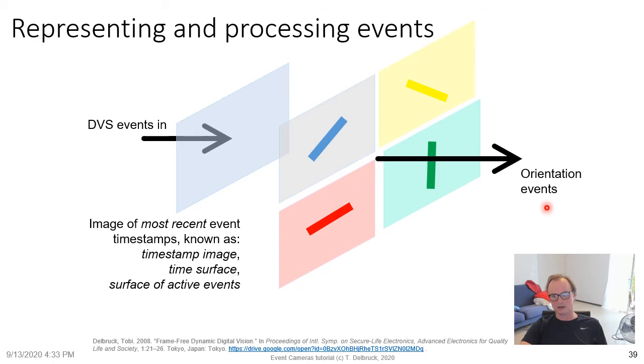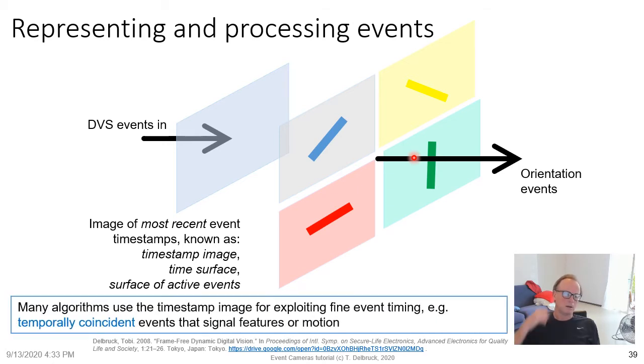that care about spatio-temporal coherence of the events. For example, in detecting orientation. So for example, if you write the event time here, it's likely that if an edge is passing over the array, the event times are going to be correlated. So you can detect the orientation of the edge by looking for the most coincident direction. So this is a widely used representation, especially in the neuromorphic community, because they like to think about using time and spatio-temporal coherence of the events. Many algorithms use the timestamp image for exploiting fine event timing, for example, temporally coincident events that signal features or motion.